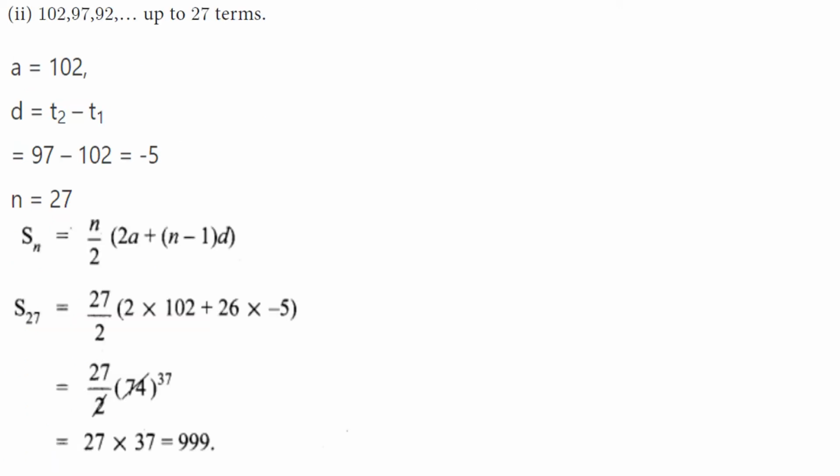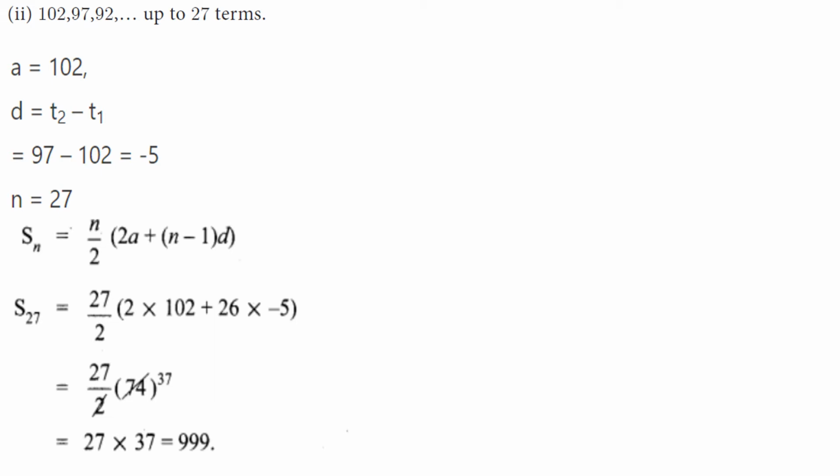The sum 102, 97, 92 up to 27 terms. Here A equal to 102, D equal to T2 minus T1, that is 97 minus 102. Subtract and put the greater number sign, so minus 5. N equal to 27, therefore Sn equal to same formula, Sn equal to N by 2 into 2A plus N minus 1 into D.